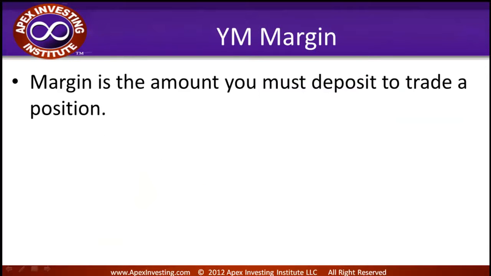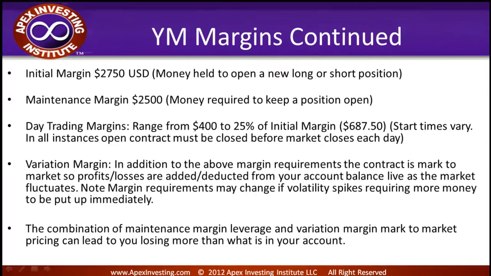Now, like any futures contract, the margin is the amount you have to deposit in order to trade the position. To trade the E-mini Dow, the initial margin you have to put up is $2,750. That's the money that's held just to open a new long or short position. Now, the maintenance margin is $2,500, and that's the amount you have to keep to hold a position open.